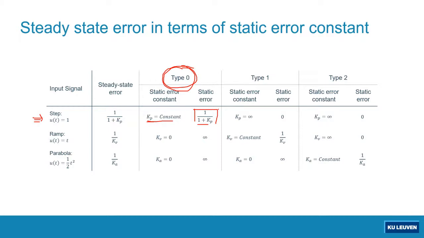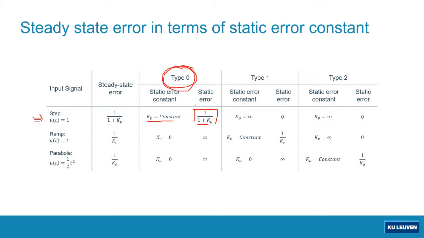Which means again, this type 0 system can follow the step input, but with a certain constant finite difference between the response and the input. If a step input is given, it can follow the input, but with a certain difference.